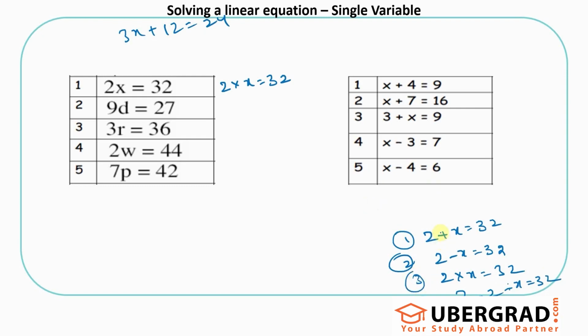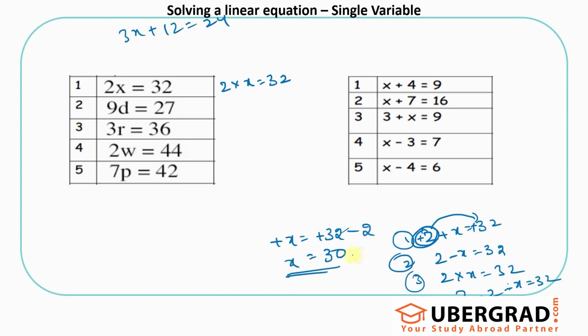So when I do this, send this to that side. 2 plus x is equal to 32. So plus goes to that side, becomes minus. Plus 2 plus x is equal to plus 32. That means plus x is equal to plus 32, and plus 2 goes to that side, it has to become minus 2. Right? So that will become x is 30.